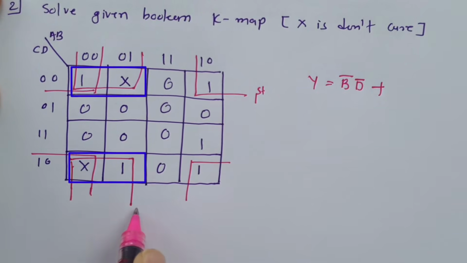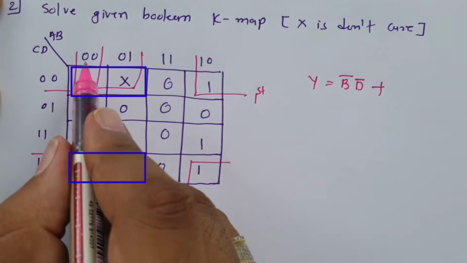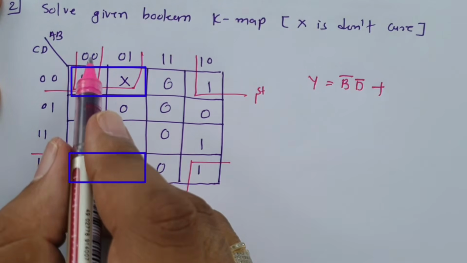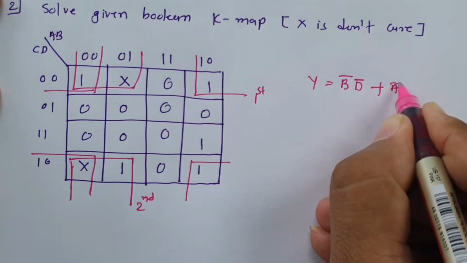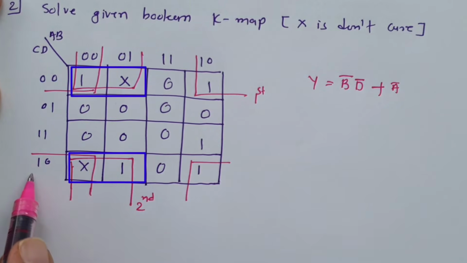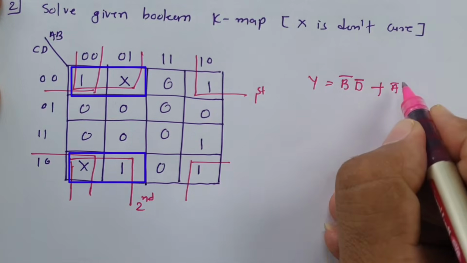So this is my second group. As per this second group with 4 cell size, if you observe AB is 0 0 0 1, so A is constant over here, that is 0, so it is A bar. And horizontally CD is 0 0 1 0, so C is changing from 0 to 1, and D is 0 0, so that is D bar.